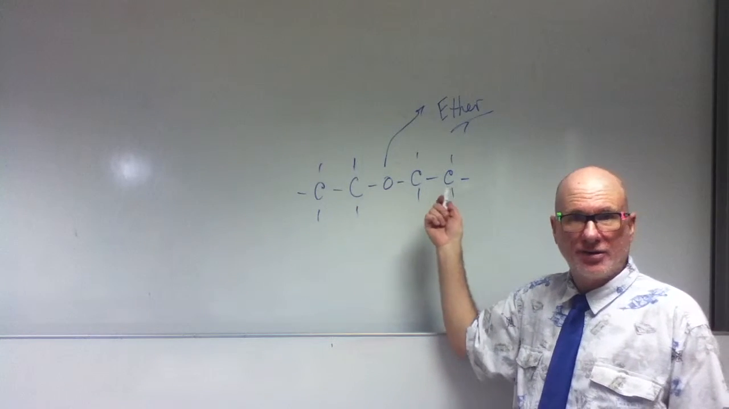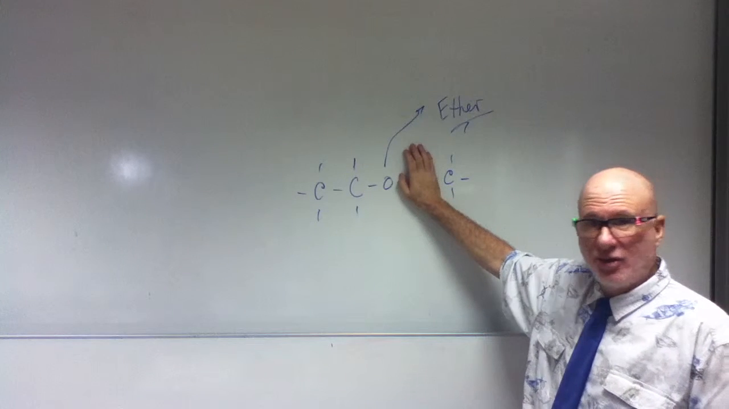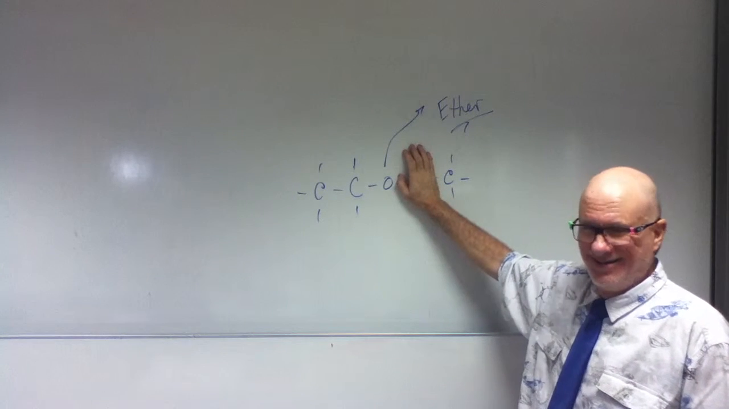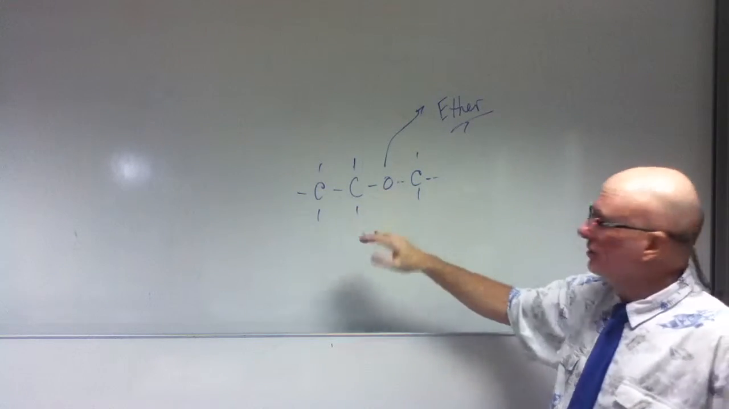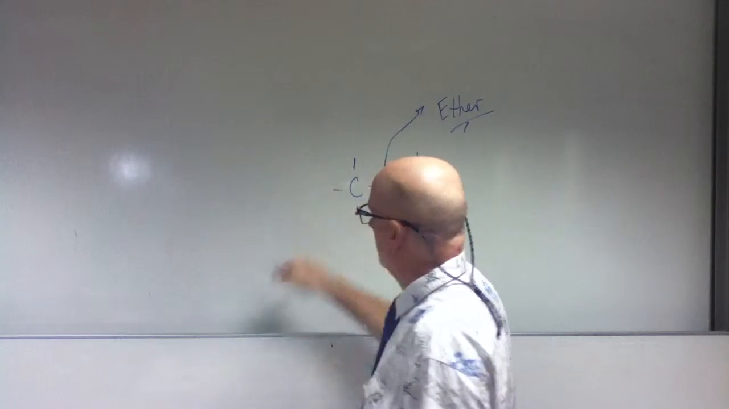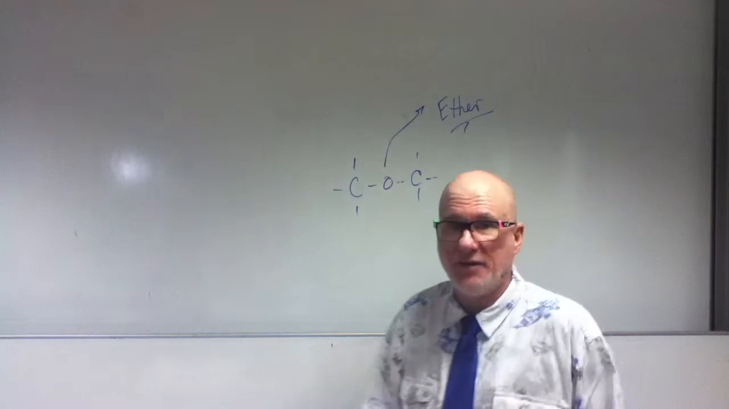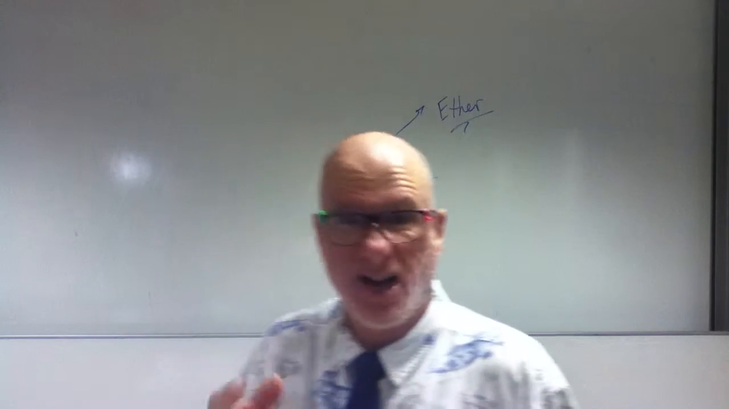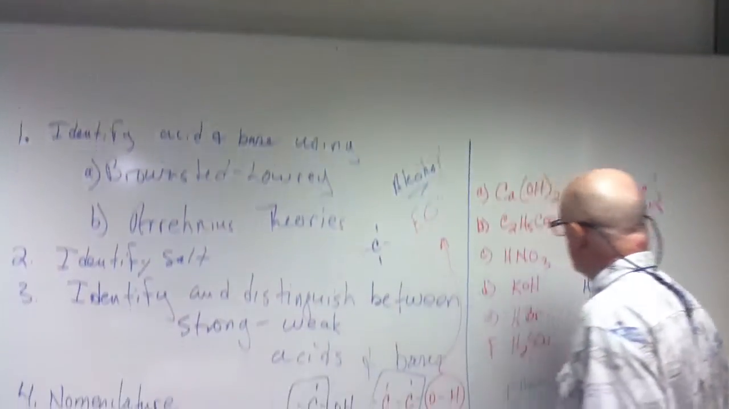So this is called diethyl ether. You can have ethyl methyl ether. You could have dimethyl ether. Okay? These are all solvents. They are used as solvents in industry to make other chemicals. Okay. Enough said. So anyway, this is an acid.